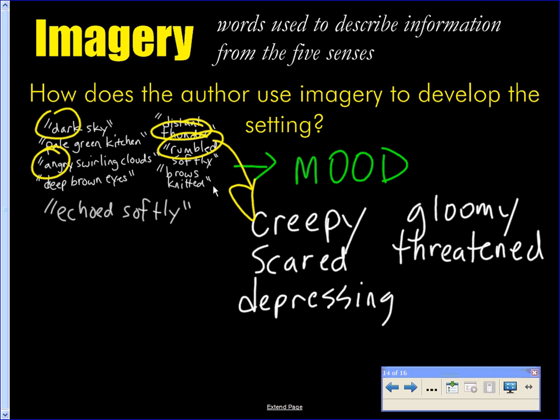Anything else in there help me create a sense of fear, a sense of discomfort, a sense of threat? I just circled some of them. Talk to me about some other image that's up there on the page that helps you feel threatened. Will? Deep brown eyes. Let's talk about deep brown eyes for a moment. Is deep brown eyes a description that is threatening? What do you think? Here you're shaking your head. Not a description that's threatening?